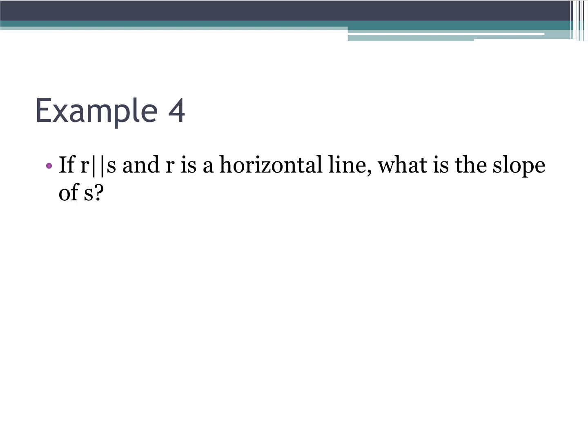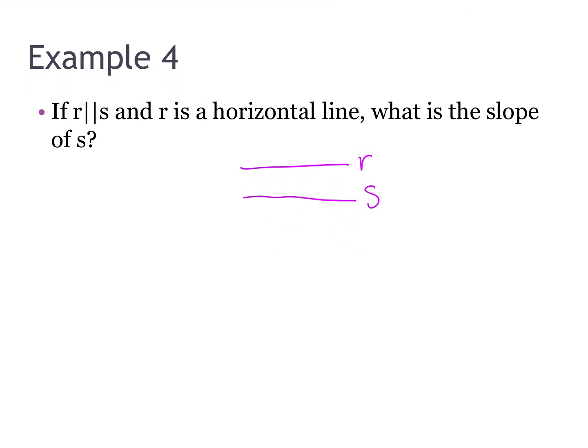All right, example number 4. It says if R is parallel to S and R is a horizontal line, what is the slope of S? So think about it. I'm going to draw it out so you can understand what it's asking. R and S are parallel, but R is horizontal. Which direction is horizontal? Think of the horizon. This way, left to right. So here is R. That means S is also this way. What is the slope of these lines? 0. Good. Think of your little face. My slope is 0. Slope is also known as M.